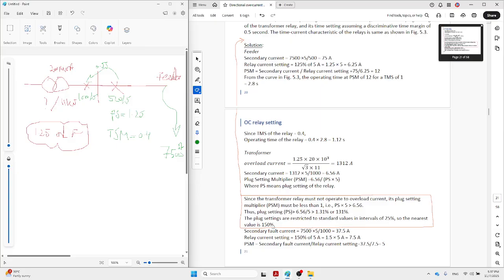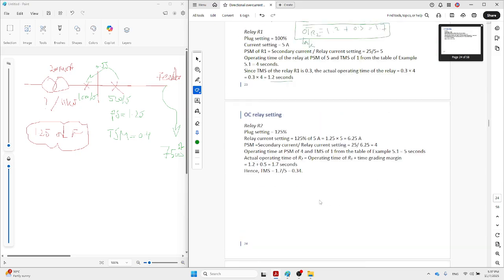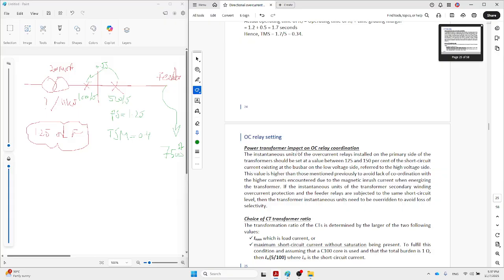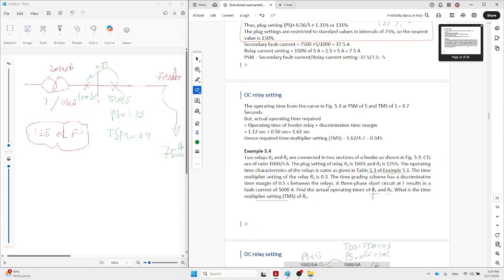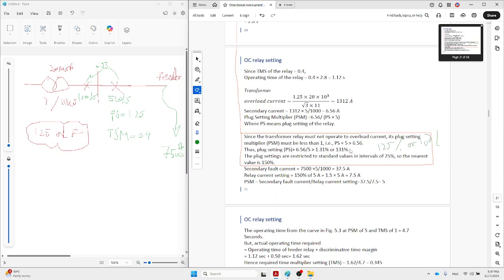the PS for the transformer is always considered as 125% or 150%. Why? Because if you go to this part, power transformer impact over current relay, you can see it mentioned here. If you review this one, as I mentioned also in the class, and covered by this example, you can see. So mostly they must be chosen as 150. So PS for this transformer also is considered as 1.5.